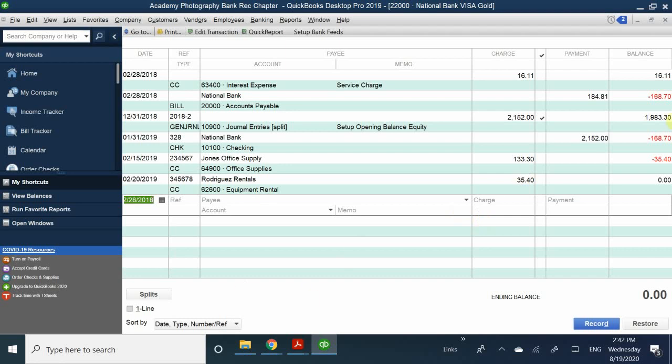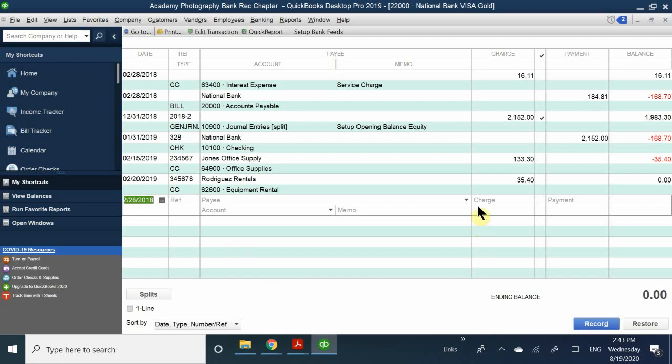So right here, if you calculate this, 133 plus 35, plus the 16.11, should give you 184.81. But in this case, it says it's 0. So I have no idea what happened to these credit card transactions here, because this amount here is our payment. We paid the amount off, but it says that we paid too much off. So now we're at 0.